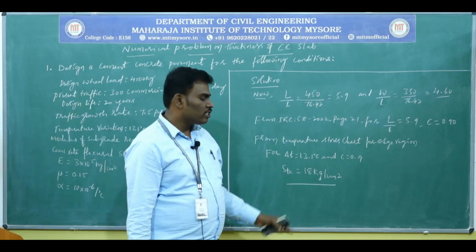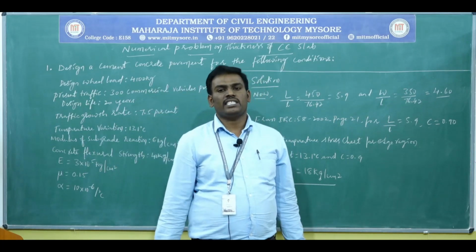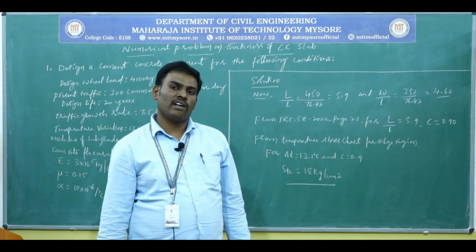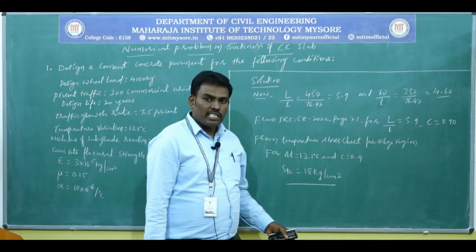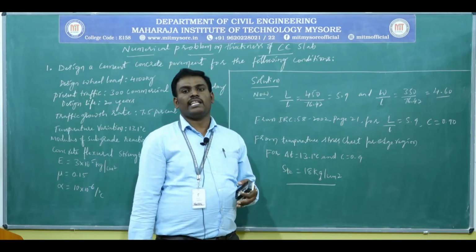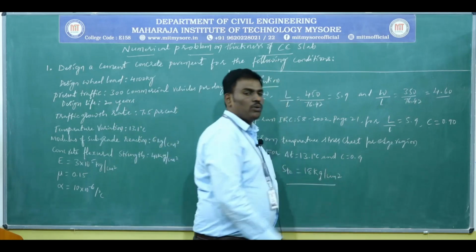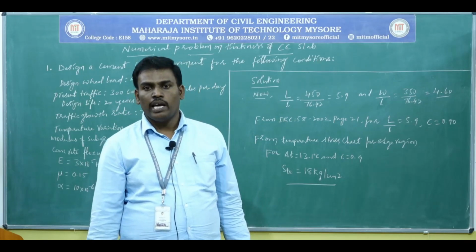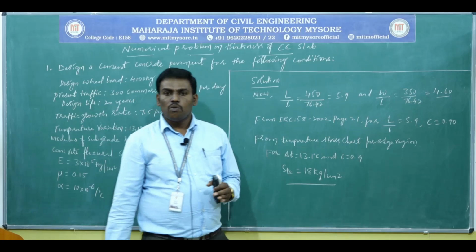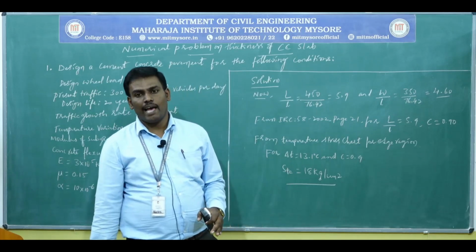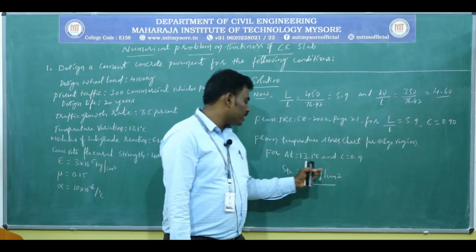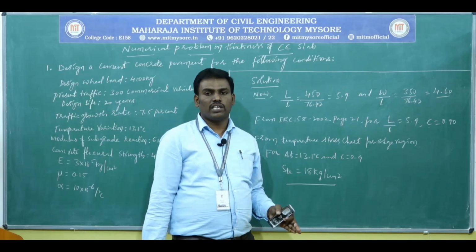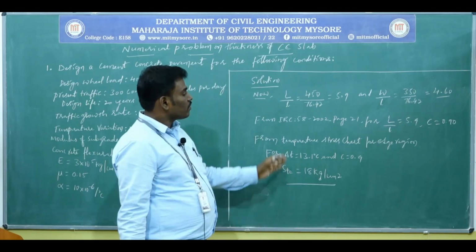Next, once you get the temperature stress at the edge region, you need to find the residual strength of concrete. That means, what is the strength remaining in the concrete after it is subjected to a temperature stress of 18 kg per centimeter square? What is the strength remaining in the CC slab after it is subjected to this temperature stress? That is the residual strength of concrete. This is the second step.